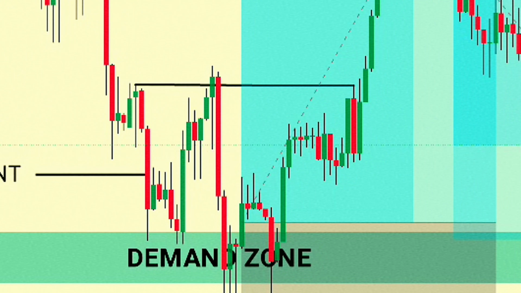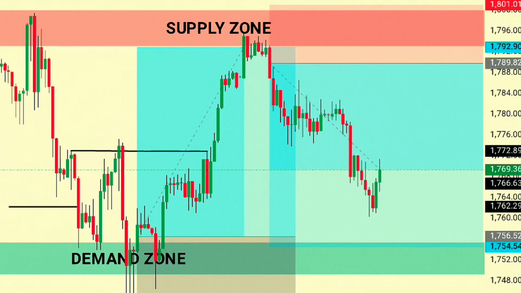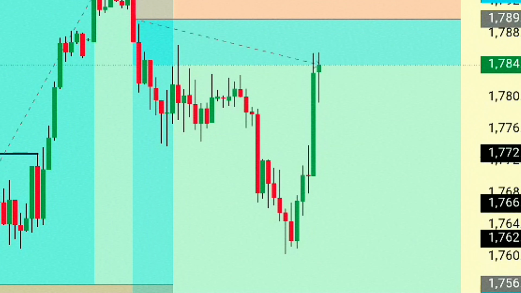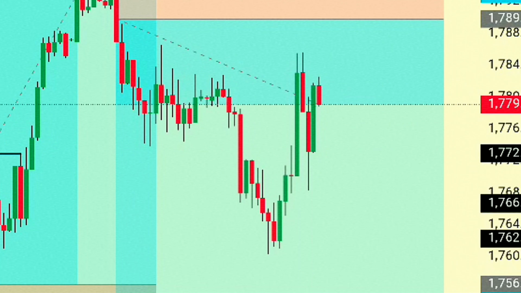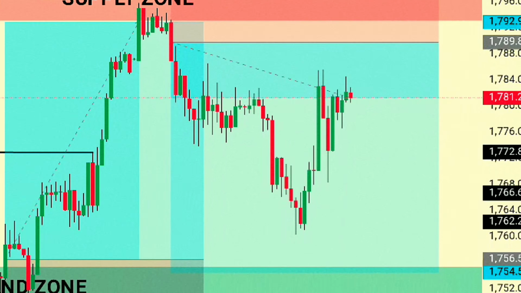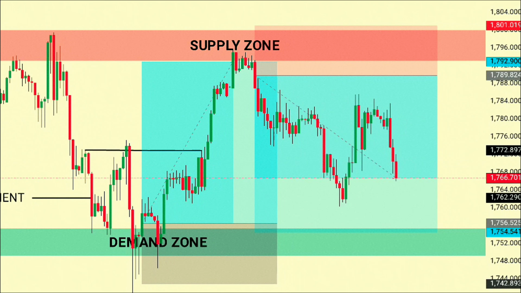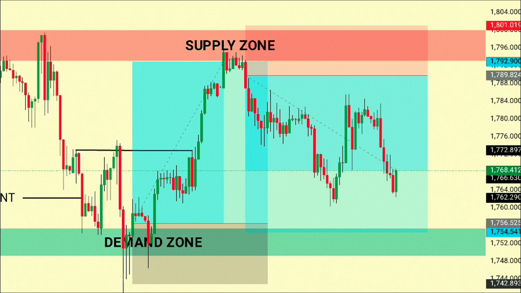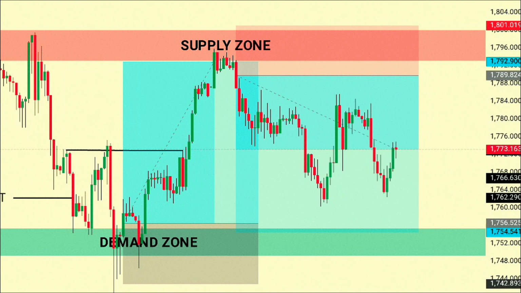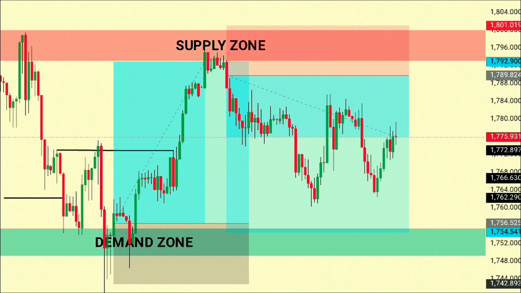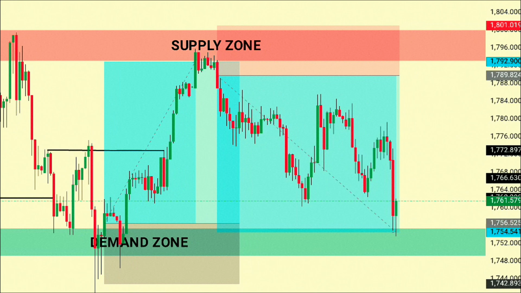And after this confirmation from supply, price completely collapsed into sell-side liquidity. In this video, I will show you how continuation failure, confirmation, and market structure revealed the perfect reversal setup. So watch carefully, because the real confirmation was hidden much earlier than most traders realize.